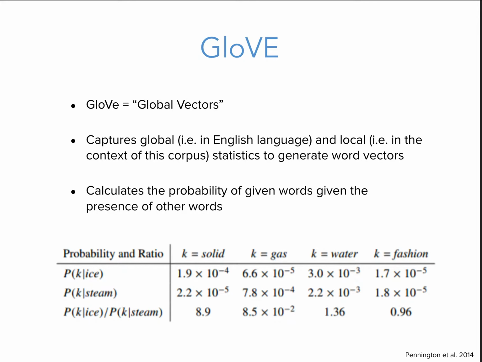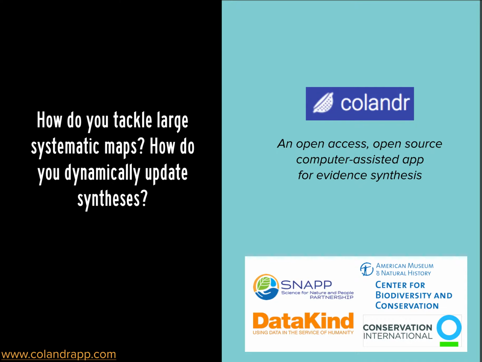So we came at this with the question of how do you tackle large systematic maps where you're trying to go through a lot of different types of information within a broad topic area? And then how do you actually dynamically update these syntheses?